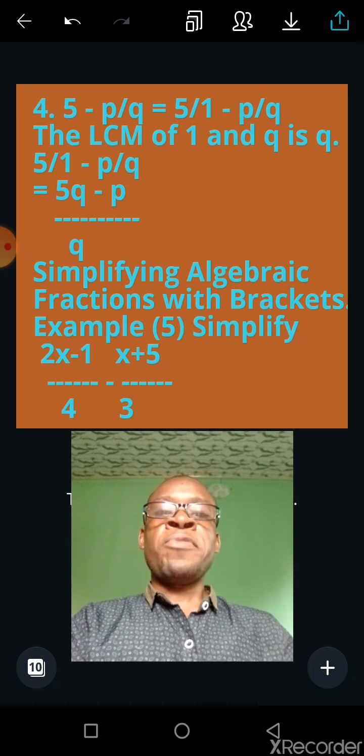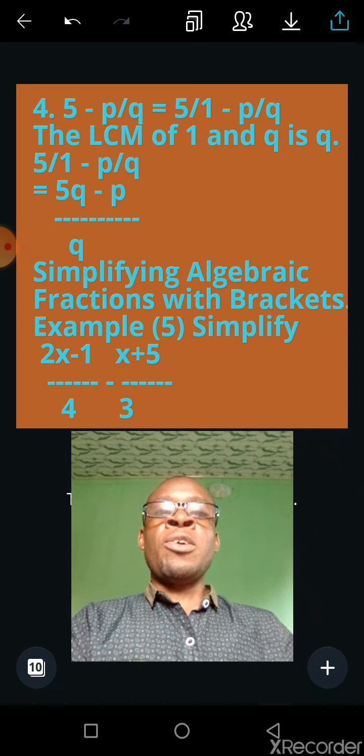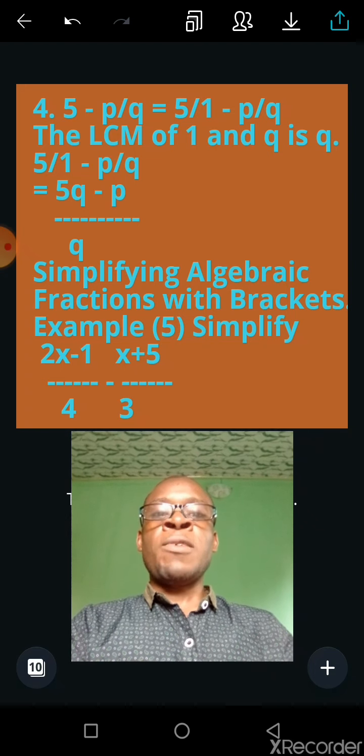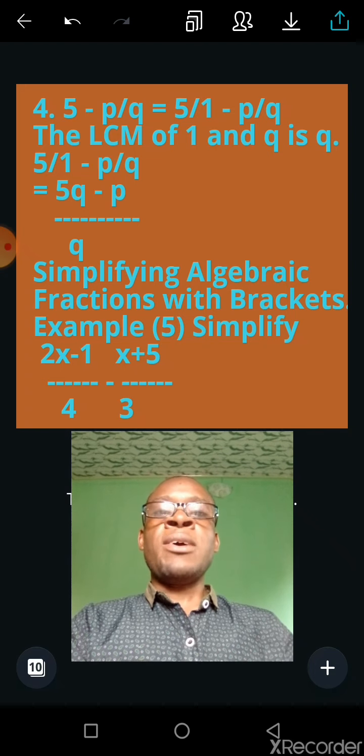Number 4. 5 minus p all over q equals 5 over 1 minus p all over q. Because if you have a single number, that is also the same thing as when you say that single number is over 1. Because when you put over 1, it does not change the value of that single number. So 5 is the same thing as 5 all over 1. So the LCM of the denominators, which are 1 and q, is q.